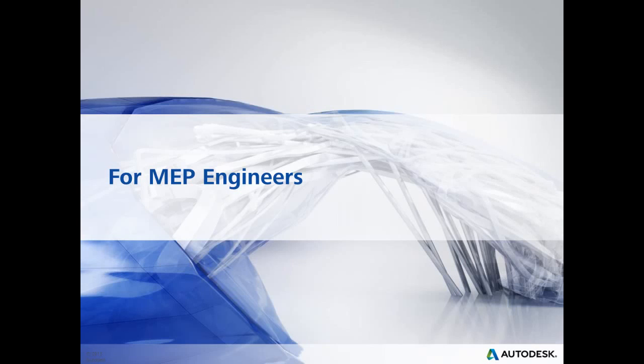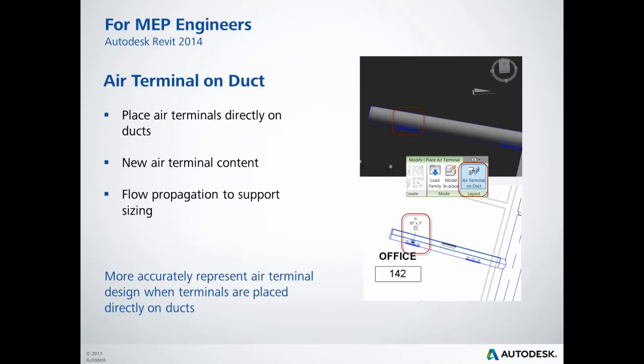Now let's take a look at the new features, functionality, and enhancements, specifically for MEP engineers. Revit 2014 now allows you to place air terminals directly on ducts. Model your duct system to reflect real-world installations with the ability to place air terminal devices directly on the face of a duct and have air propagated correctly in the system. This has been a long-standing request that enables you to model real-world design scenarios by easily dragging and auto-snapping to the sides and bottom of ducts.